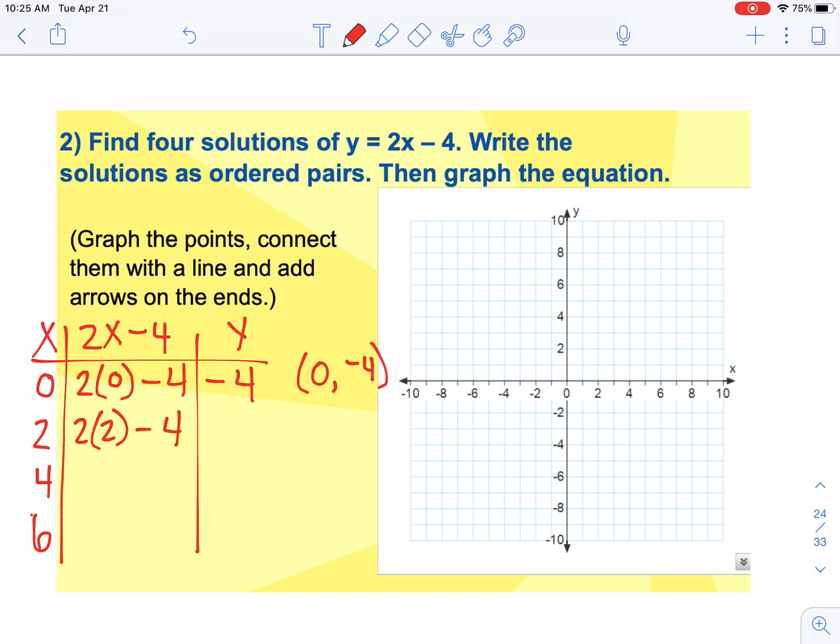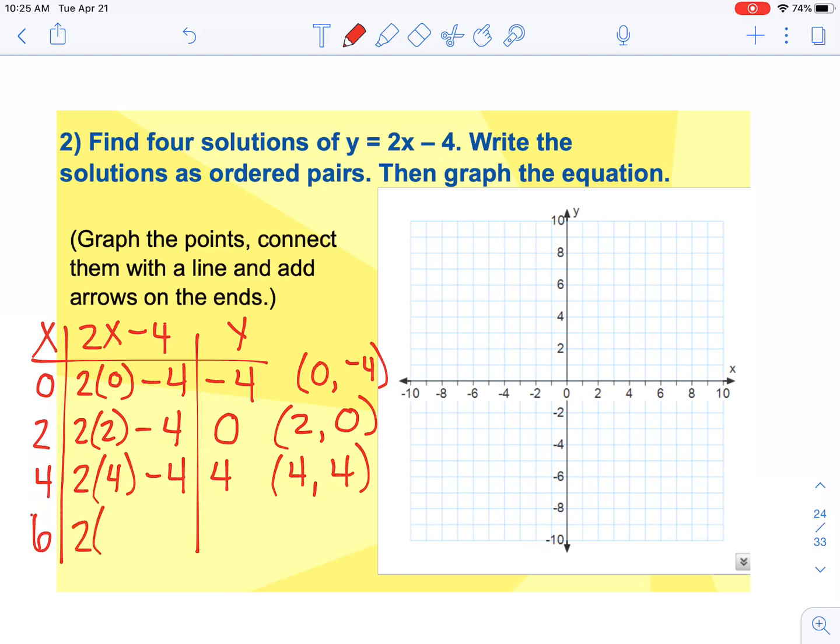Then when x is 2, plug in a 2 for x. 2 times 2 is 4, minus 4 is 0. So when x is 2, y is 0. Then for 4, we have 2 times 4 minus 4. Again, I'm just plugging that 4 into the x. 2 times 4 is 8, minus 4 is 4. So when x is 4, y is also 4.